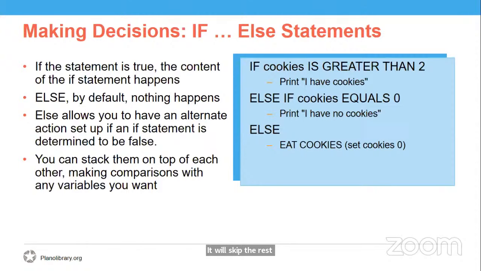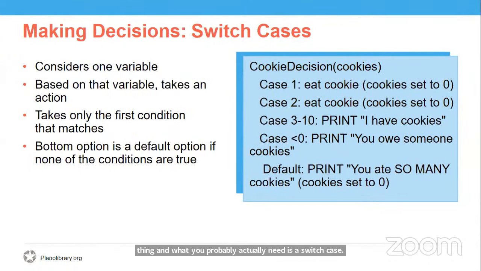If you want to make an if-else chain do more than one thing, what you probably actually need is a switch case. A switch case considers one variable, and then based on that variable takes an action. In general, it only takes the condition that matches first, but depending on the programming language, you can change if they flow into each other or if they break. If none of the cases set out in the switch case are true, then the bottom default option is the one that it uses.